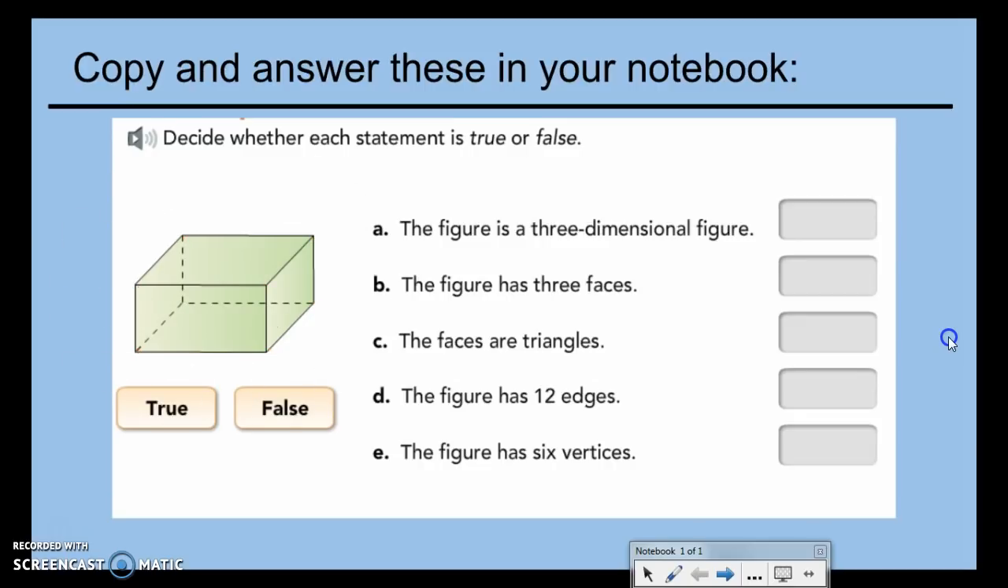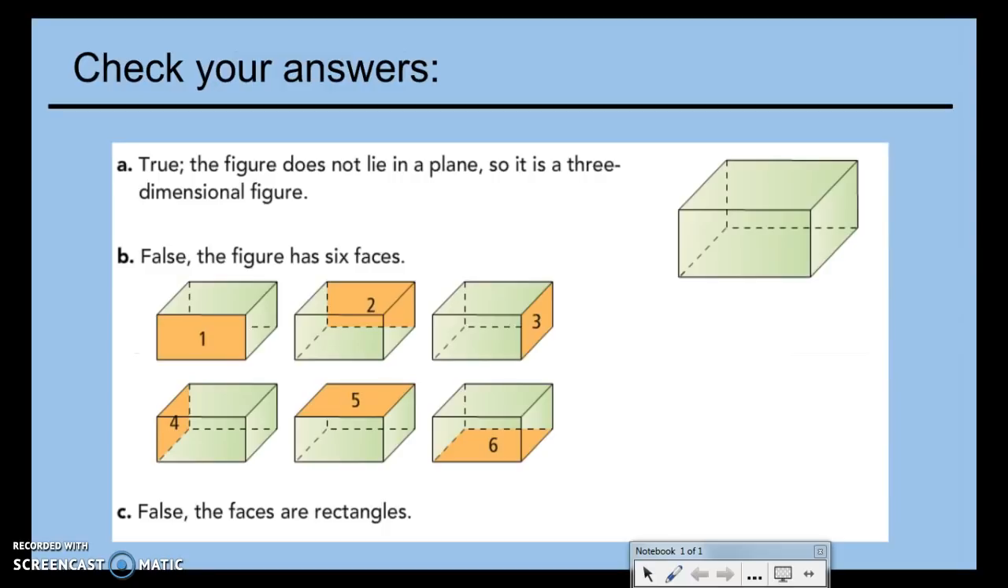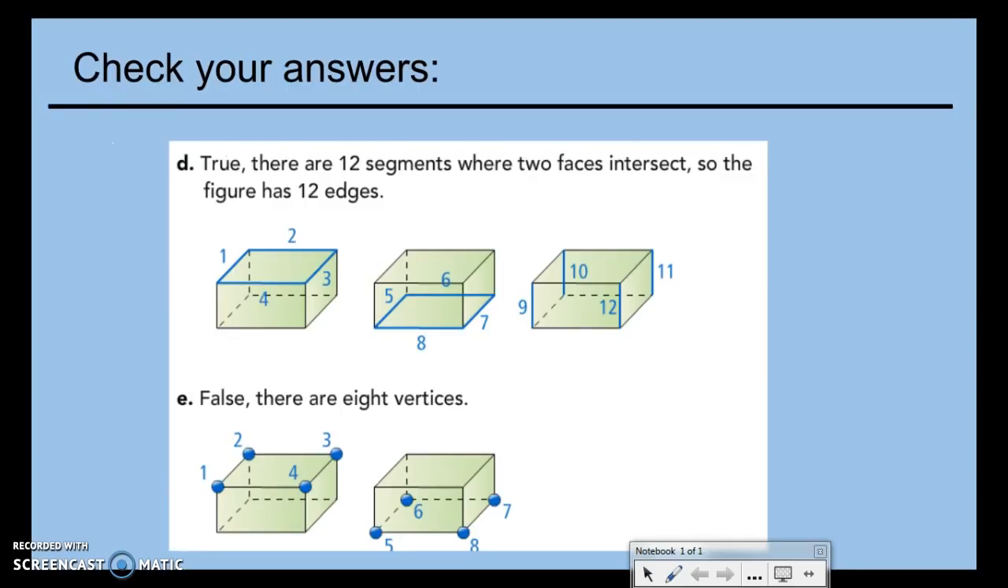Okay, so if you see how this works, I also posted a link on Google Classroom. It's an activity that lets you find the vertices of different shapes and stuff. So here are the faces. There are 6 faces. True, there are 12 segments where 2 faces intersect. False, there are 8 vertices.